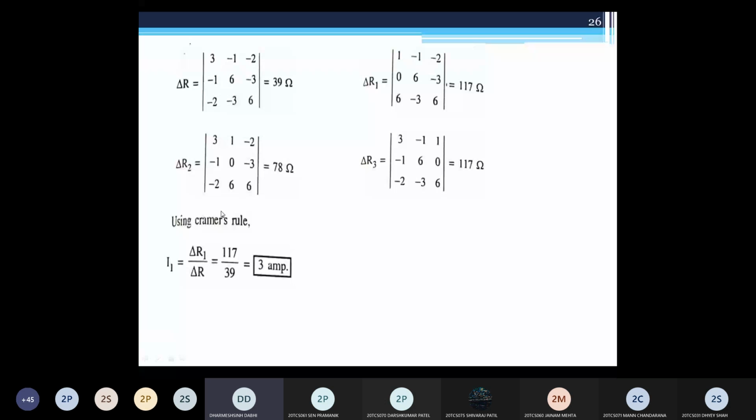So find out I1. That is equal to delta R1 divided by delta R. You get 3 ampere. All of you get this answer? 2 and 3. Yes, sir. And I2 is 2 ampere and I3 is 3 ampere. Clear, all of you? Yes, sir. Okay. Now calculate this third example.